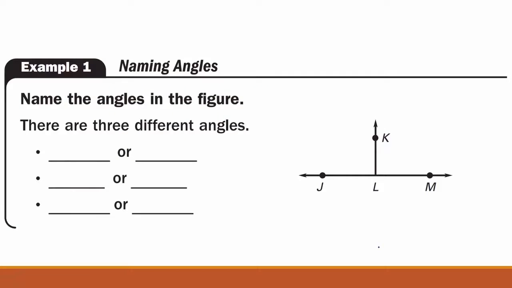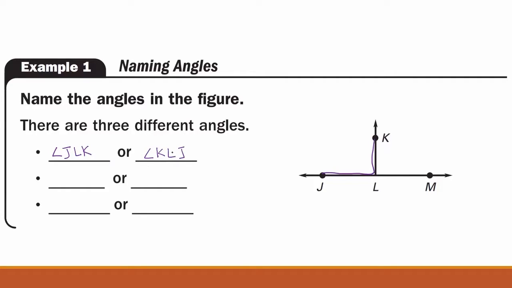Example 1, naming angles. In this example, we are to name the angles in the figure. Now, when you're naming angles, one thing that is important to know is where the vertex of your angle is. That will always be your middle letter. And usually when you name angles, you have three letters, with the middle one being the vertex. If we were looking here at this angle from K to L to J, we can say that one of its names is angle JLK, or we can go the other way and say angle KLJ.